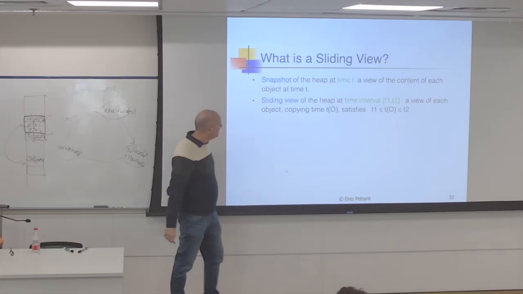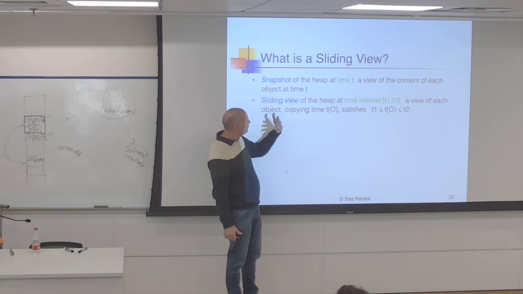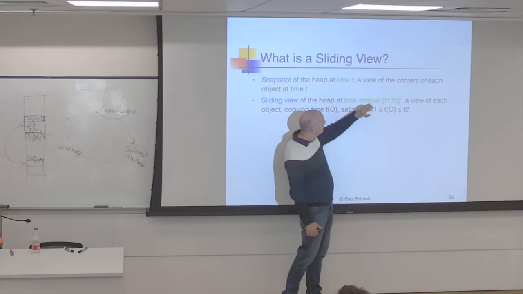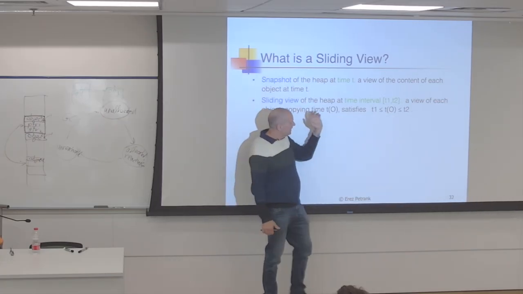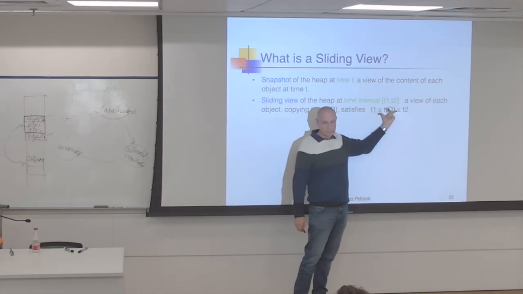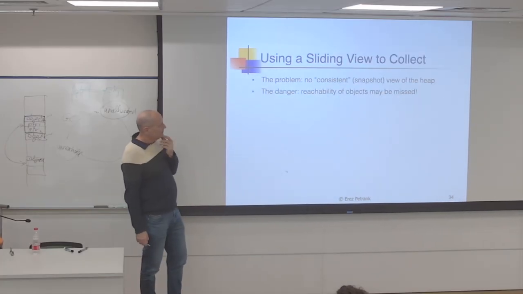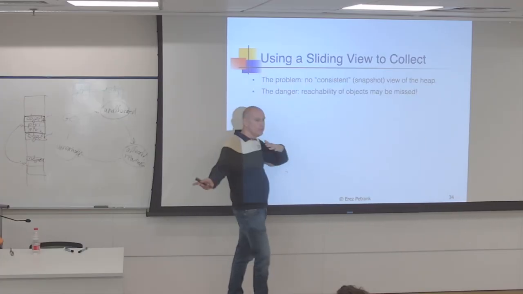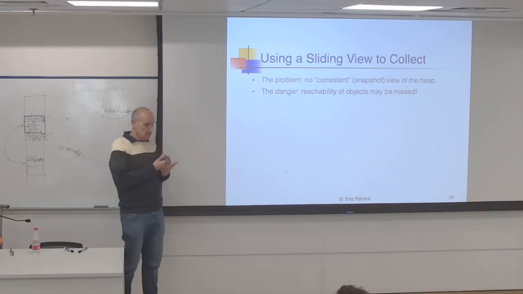We'll understand what's happening. So if I look at a snapshot, this just says it in text: with a snapshot, I get a view of each object at time t. With the sliding views, I have a time interval, and I get a view of each object in this time interval, but not at a specific point. And the problem is that you don't have a snapshot view of the heap. The danger is, if you read stuff at various points in time, you may lose objects. You will not see that something is reachable.